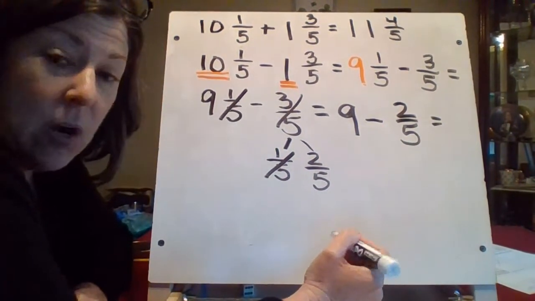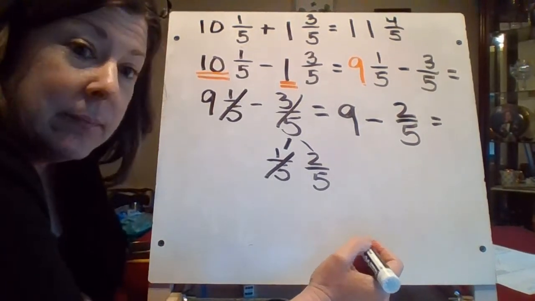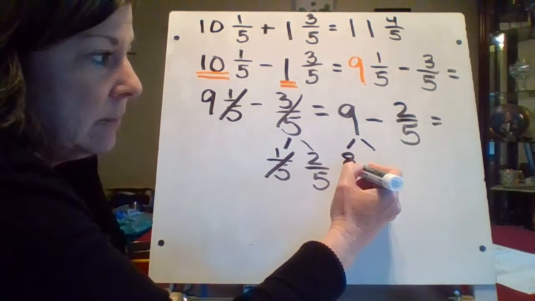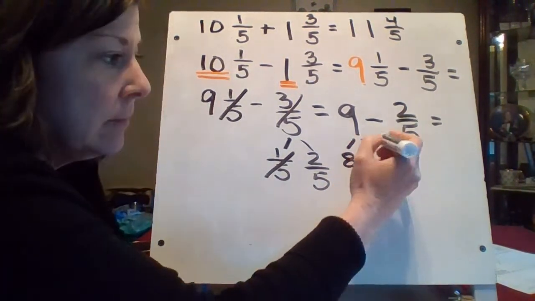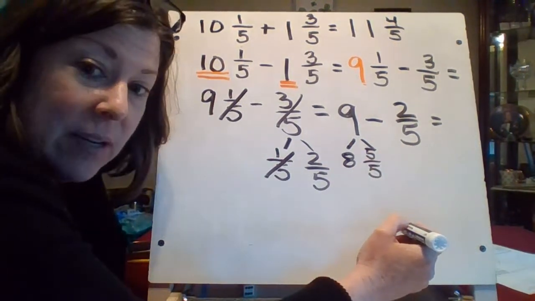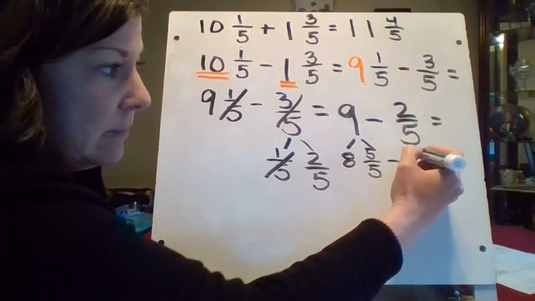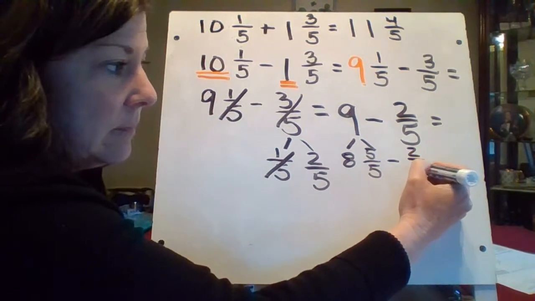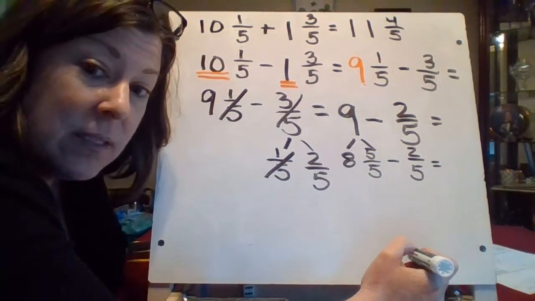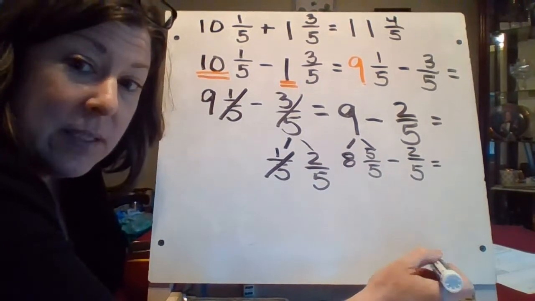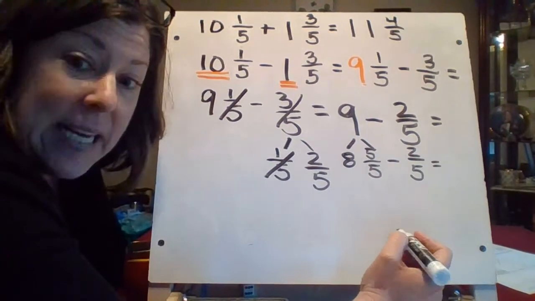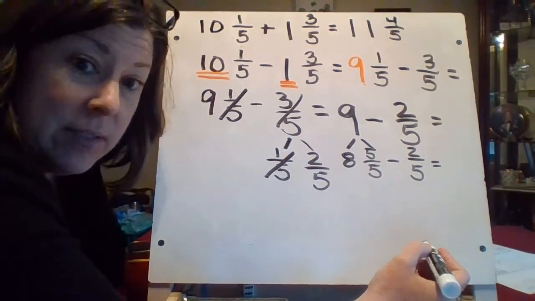Now this is where I know I can decompose that 9 into 8 and 5/5. I can now take away that 2/5. So 8 and 5/5 minus 2/5 gives me 8 and 3/5.